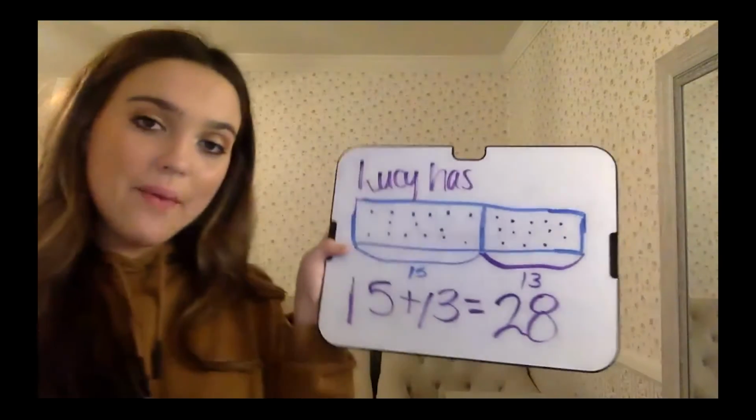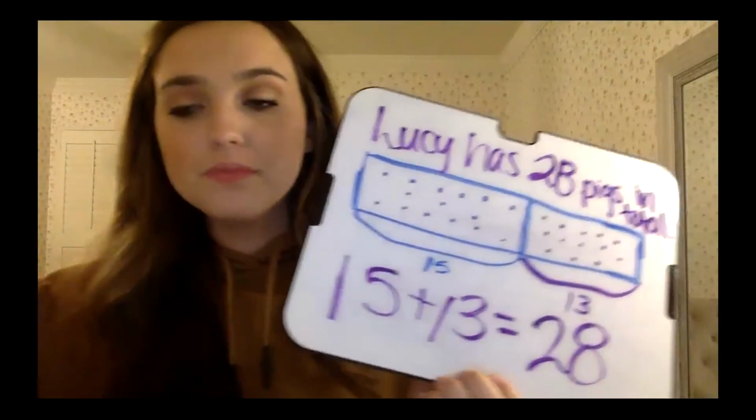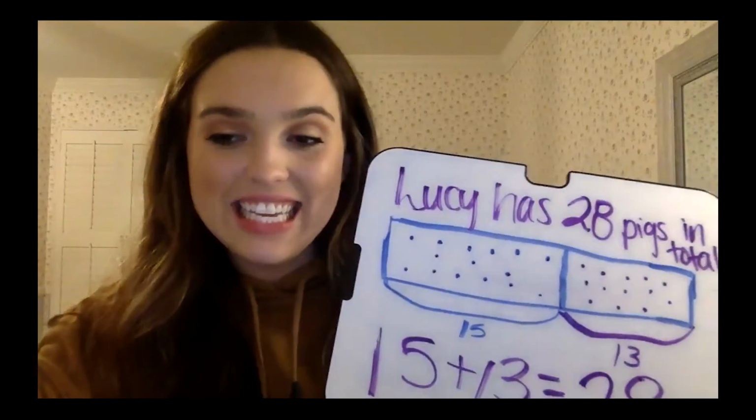We are going to write, let's see, what is her name? Okay, Lucy. Lucy has, how many pigs did we say? 28 pigs in total. Awesome. So that is our word sentence.